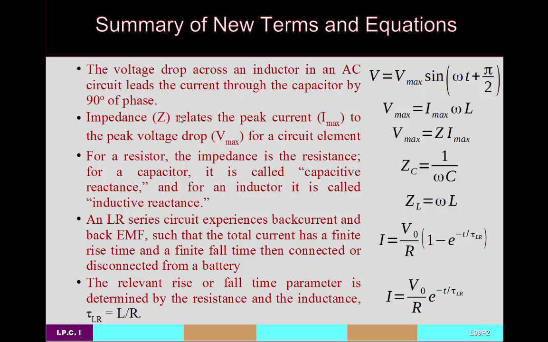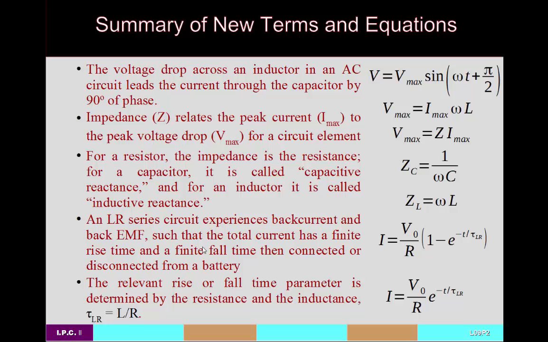Impedance is another new term that was introduced. I already talked about it in terms of the capacitive reactance. There's also an inductive reactance that goes with inductors, and it relates the maximum voltage to the maximum current. So Vmax equals Z times Imax. The maximum voltage for an inductor is the maximum current times omega, the angular frequency, times L, the inductance. So the inductive reactance is omega times L, and that is the impedance given by an inductor. Of course, for a resistor, the impedance is just equal to the value of the resistance.